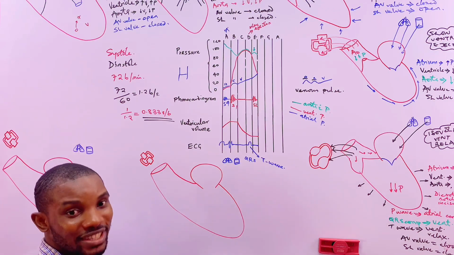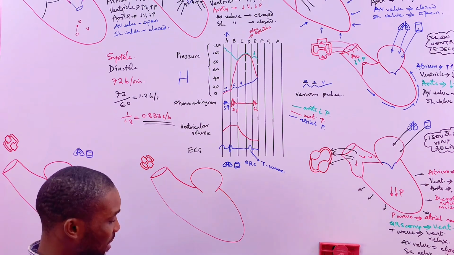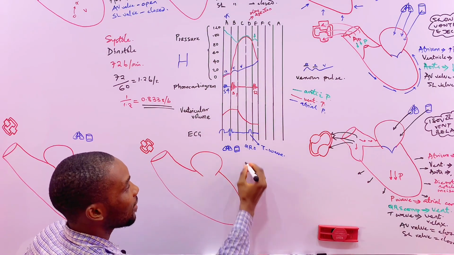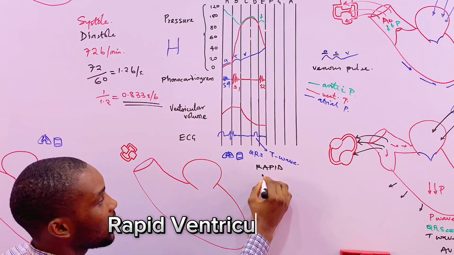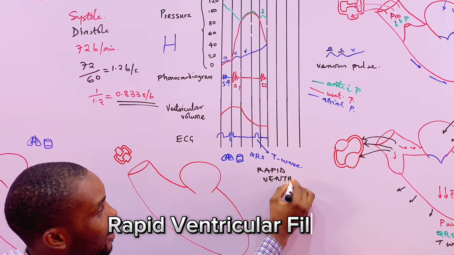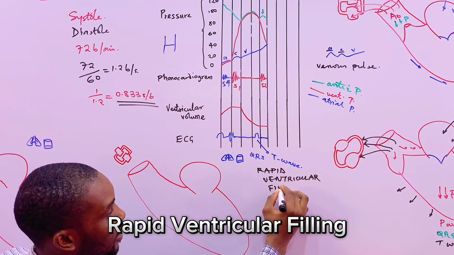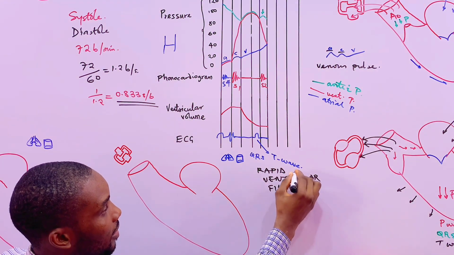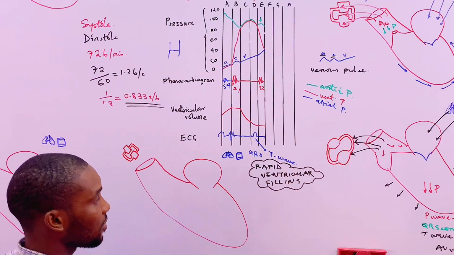So in this diagram, we represent the next phase, which is what? Ventricular filling. This next phase would be the rapid ventricular filling. So this is a rapid ventricular filling.